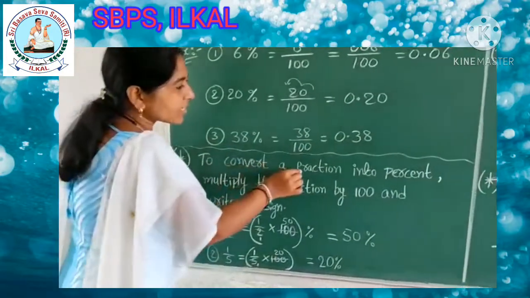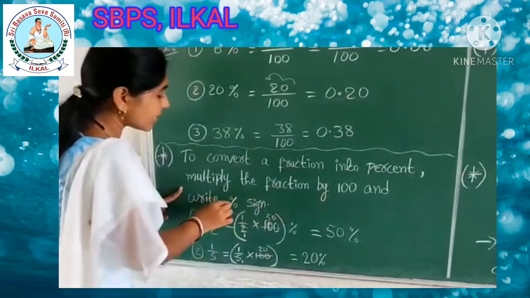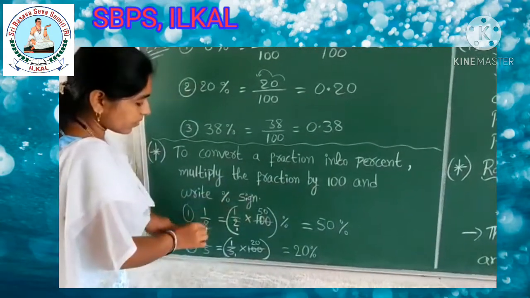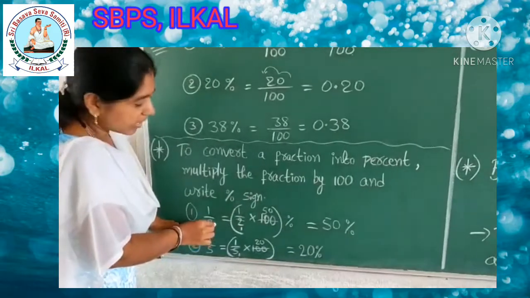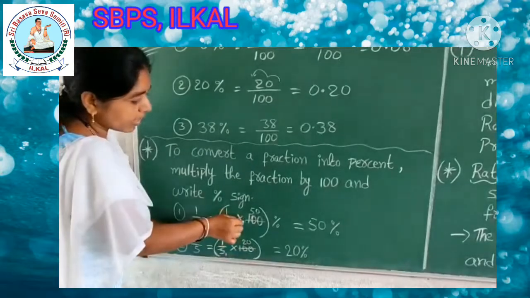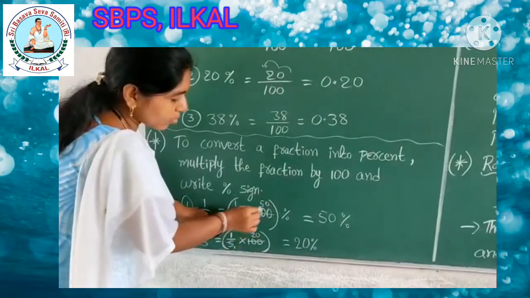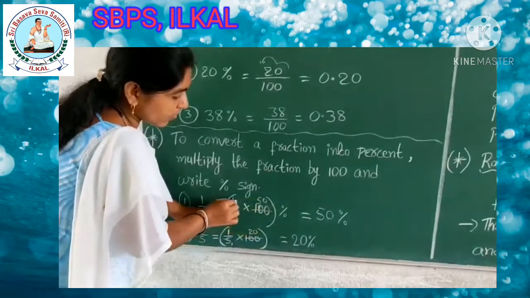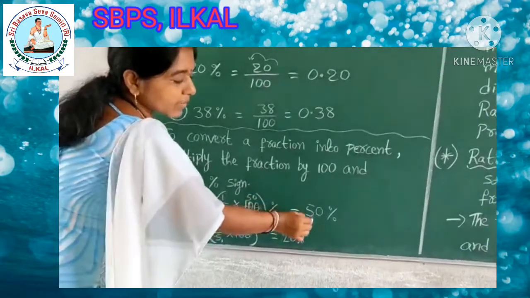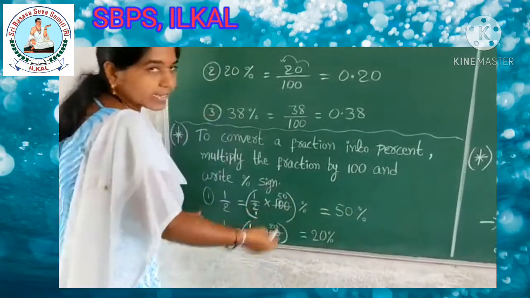To convert a fraction into percent, multiply the fraction by 100 and write percent sign. 1 by 2, it is a fraction. How to convert fraction into percentage? We have to multiply into 100. Half into 100. 2 ones are 2, 2 fives are 10, 0. If you strike out, 1 into 50, which is nothing but 50%. We have to put percent sign compulsorily while converting.